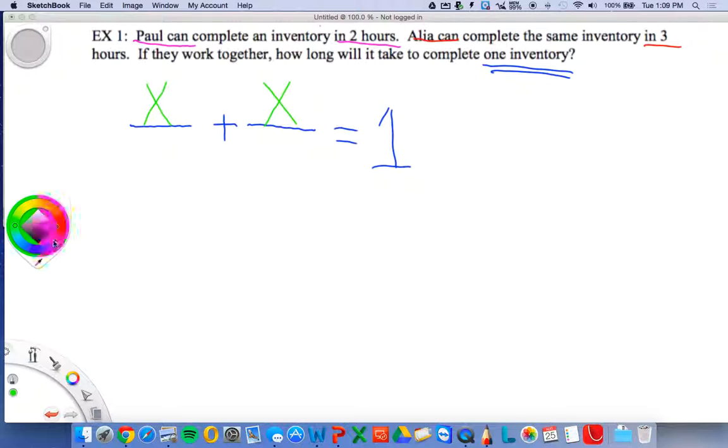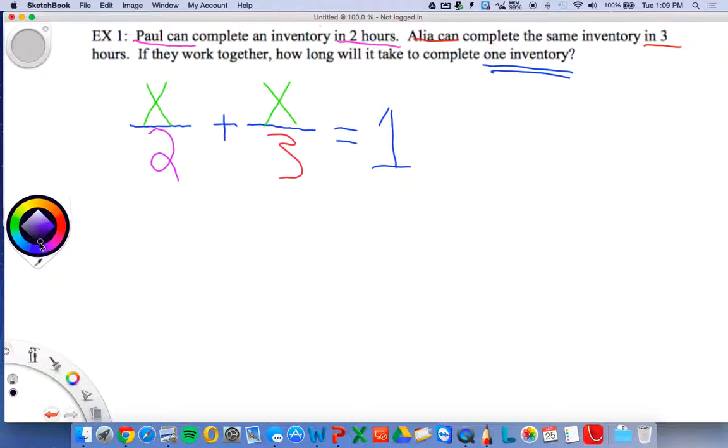The next thing you're going to do with each of these fractions is in the bottom, you're going to put their solo times. So this first one is Paul. He can do the job in 2 hours. And the second one will be Aaliyah, who can do the job in 3 hours. From here, you're going to use the rules of fractions. You're going to use LCM, cancel out those denominators, and then you're going to solve for X.